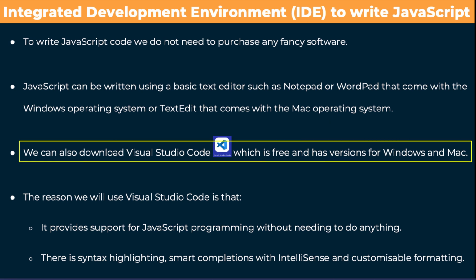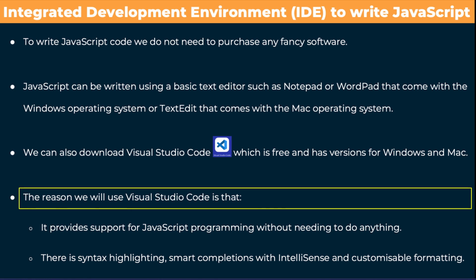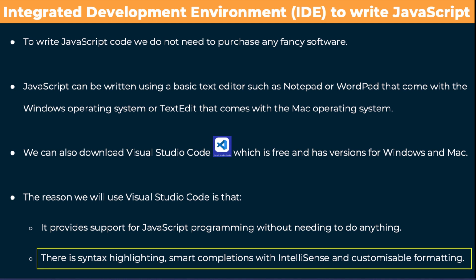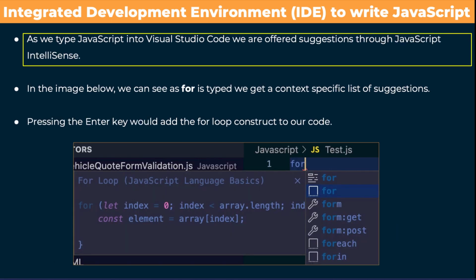So we can also download Visual Studio Code, which is free and has versions for Windows and Mac. And the reason we will use Visual Studio Code is that it provides support for JavaScript programming without needing to do anything. So we download Visual Studio Code and we can put in JavaScript and it will help us with syntax. So there's syntax highlighting, smart completions with IntelliSense, and customizable formatting. As we type JavaScript into Visual Studio Code, we're offered suggestions through JavaScript IntelliSense, which is absolutely fantastic. As developers, we want as much help as we can.